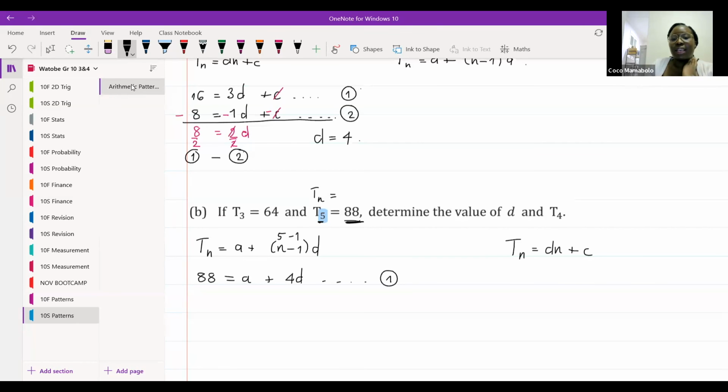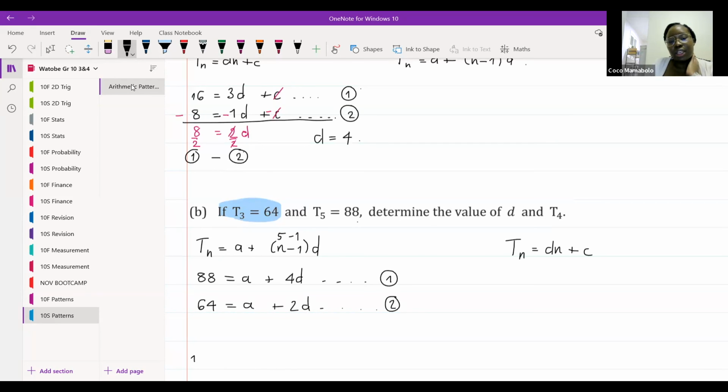Now we're going to do the exact same thing, but this time with T3 equal to 64. Can you do that for me? Okay, so we're going to simplify these equations. So we have 64 is equal to A plus 2D, and then 88 is equal to A plus 4D. Correct. There they are, both of them.